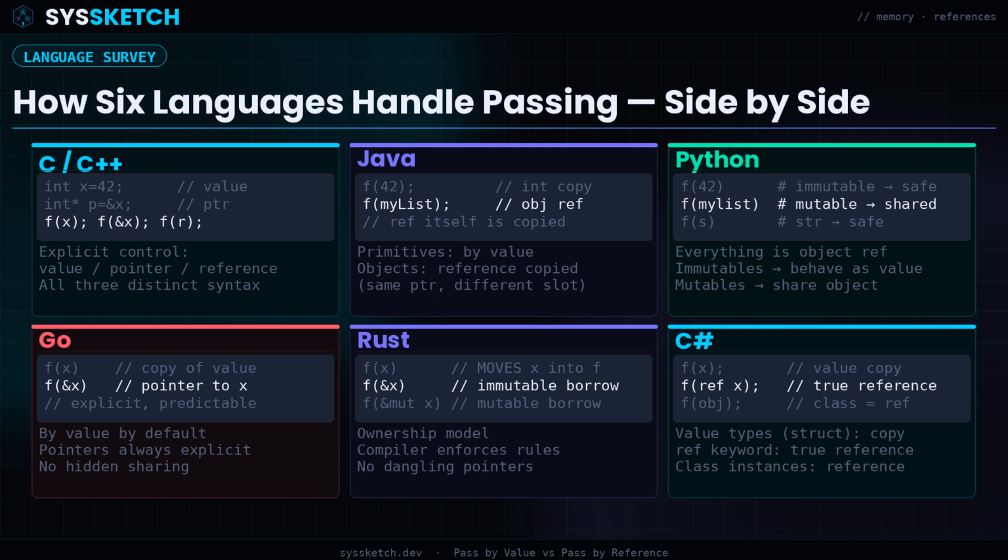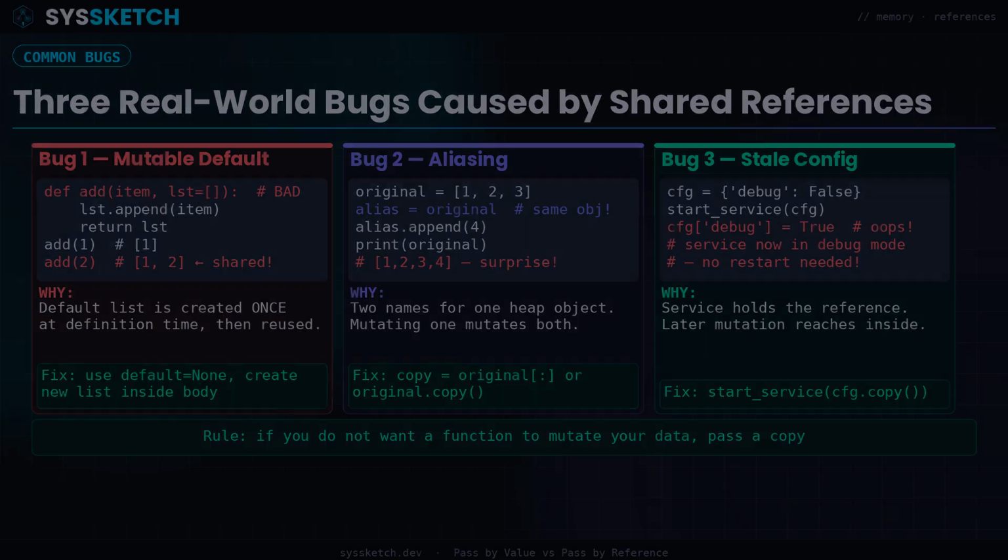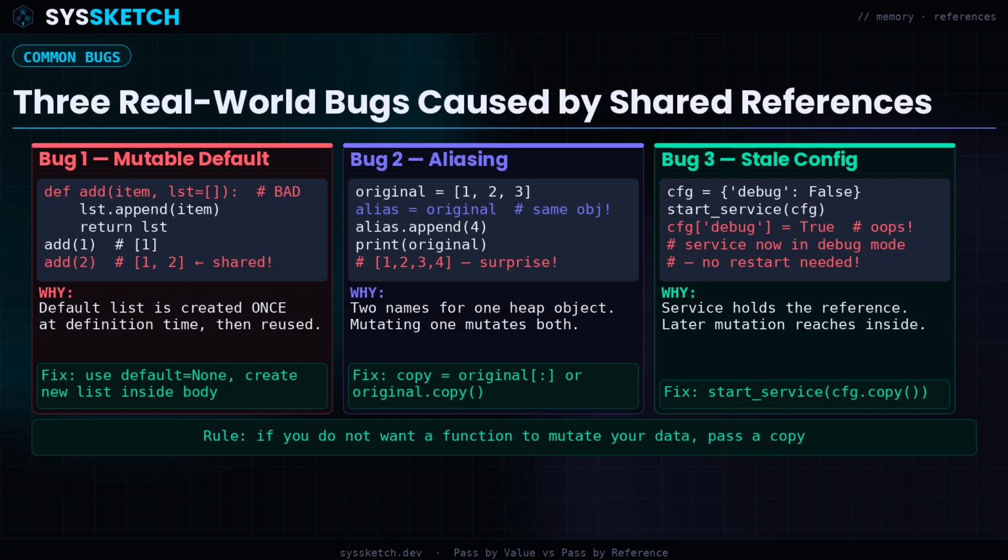There are 3 bugs that bite developers every day because of this. First, the mutable default argument. In Python, if you write def add_item with lst = [] as the default, that empty list is created once when the function is defined and reused on every call. 2 separate calls share the same default list object. The fix is to default to None and create a new list inside the function body.